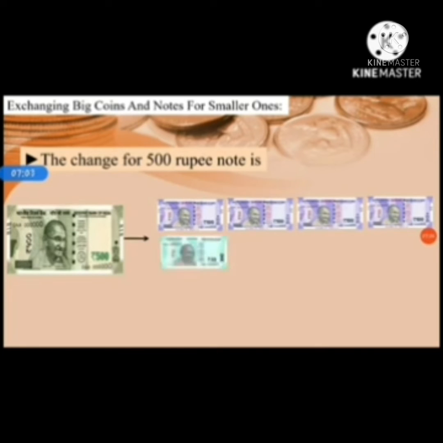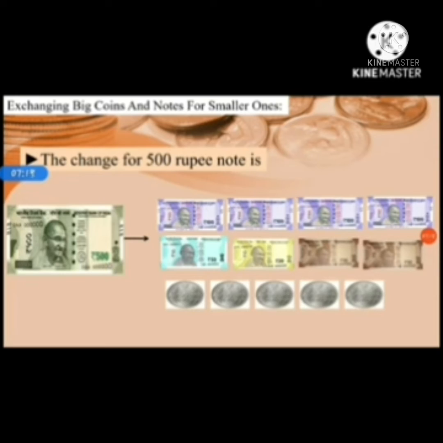4 notes we can take, and a 50 rupee note, and a 20 rupee note, plus 2 notes of 10 rupees, and 2 coins of 5 rupees we will take. Now if you add all this, it will make a 500 change. See, 100 rupees 4 notes, 50 rupee 1 note, 20 rupees 1 note, 10 rupee 2 notes, and 2 coins of 5 rupees. So it will make a 500 change. Clear? Just add all this.